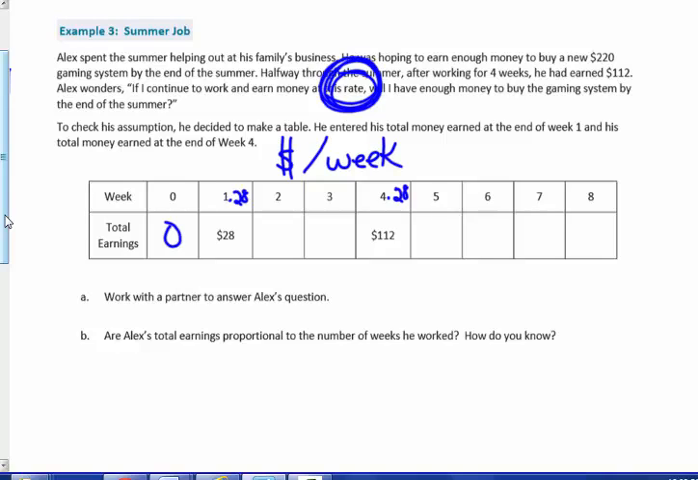So what you're going to do is fill in the rest of this chart and answer. It says work with a partner. You can work on your own tonight. You're going to fill in this chart and answer A and B. And in tomorrow's class, we're going to go over it. Great job today, guys, for helping. Thanks.